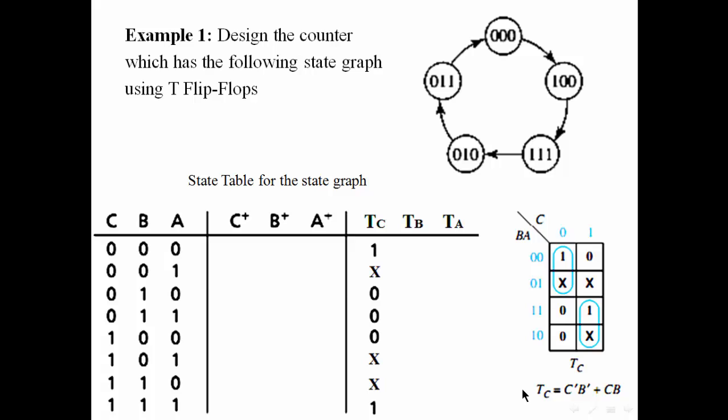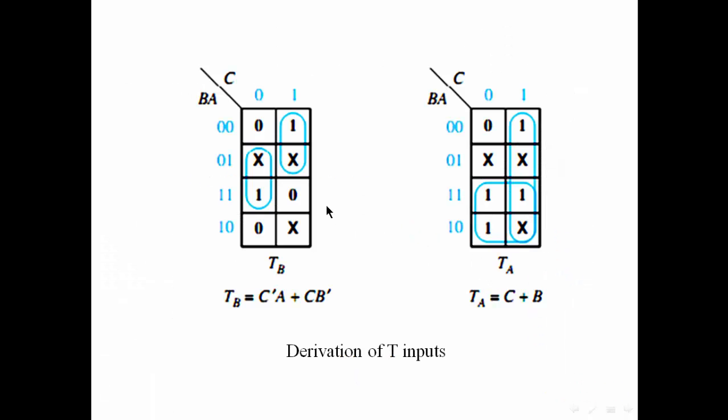And finally, we write the equation for TC. And in the same way, we fill the K-maps for TB and TA. So this is the K-map for TB, and this is the K-map for TA. And these are the resulting equations. These equations that we obtained represent the inputs of the T flip-flops.